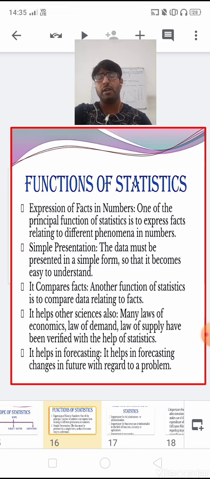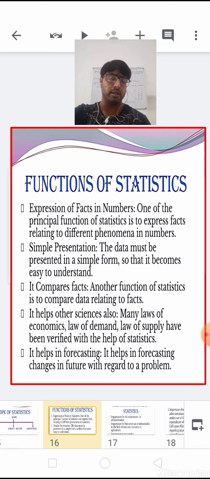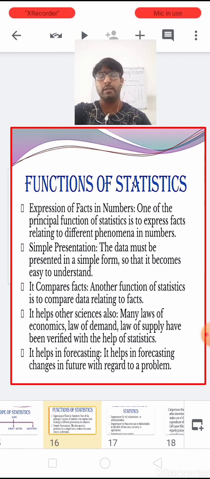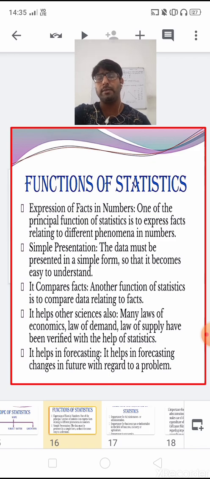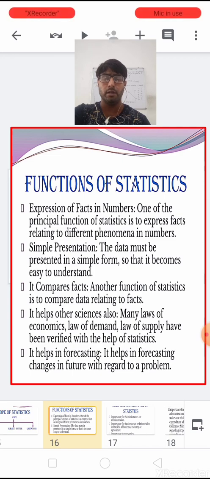Now what are the functions? Now let us learn the functions of statistics. Children, the function of statistics can be expressed in the following different ways. The first one is expression of facts and numbers. One of the principal functions of statistics is to express the facts relating to the different phenomena in numbers. I mean, whatever facts or events have occurred, our first work is to express them in terms of numbers.